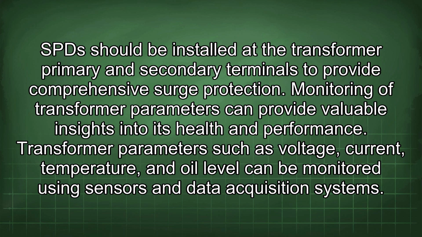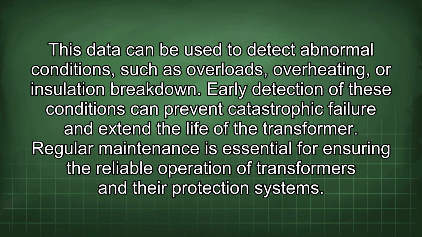Transformer parameters such as voltage, current, temperature, and oil level can be monitored using sensors and data acquisition systems. This data can be used to detect abnormal conditions such as overloads, overheating, or insulation breakdown. Early detection of these conditions can prevent catastrophic failure and extend the life of the transformer.